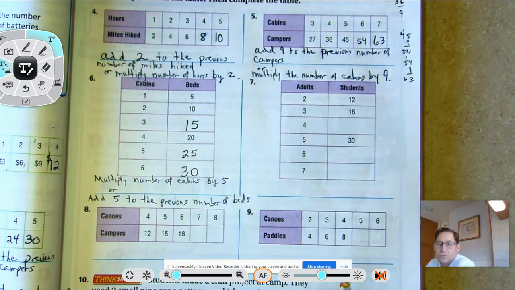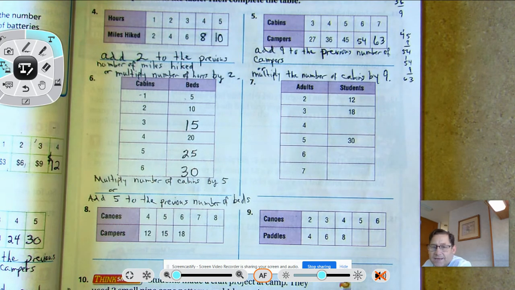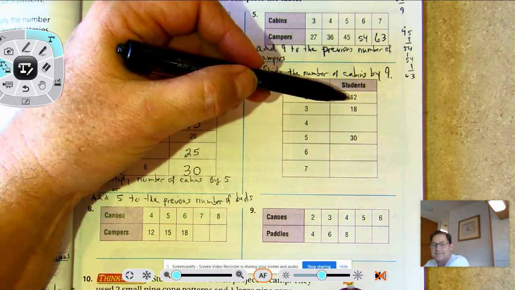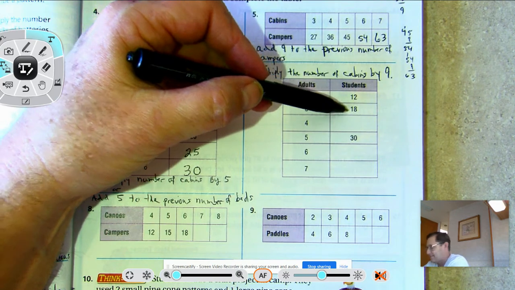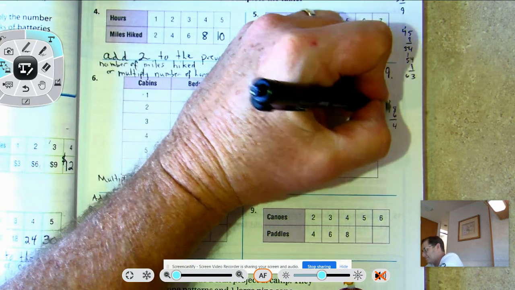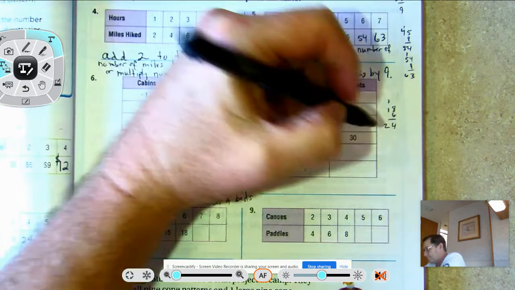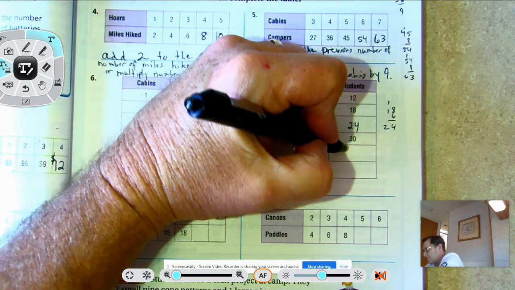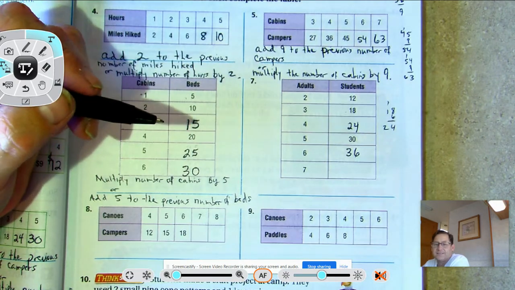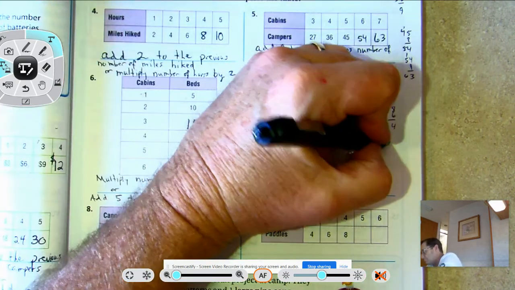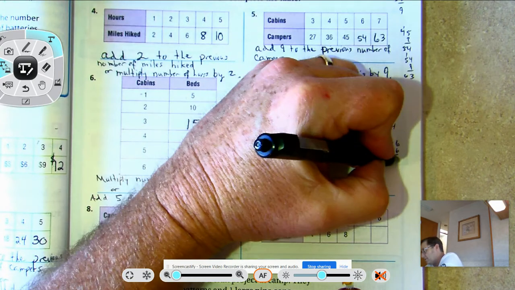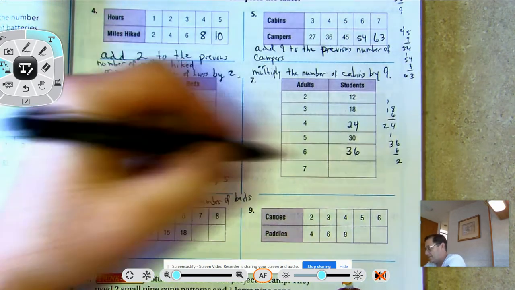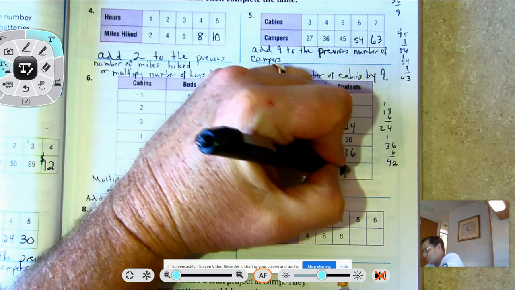7. 2 adults, 12 students. 3 adults, 18 students. It looks like they're counting by 6. 12 plus 6 is 18. 18 plus 6 is 24. 24 plus 6 is 30. 30 plus 6 is 36. 36 plus 6. 6 plus 6 is 12. Regroup that as 1 ten and 2 ones. 3 tens plus 1 ten, 42.